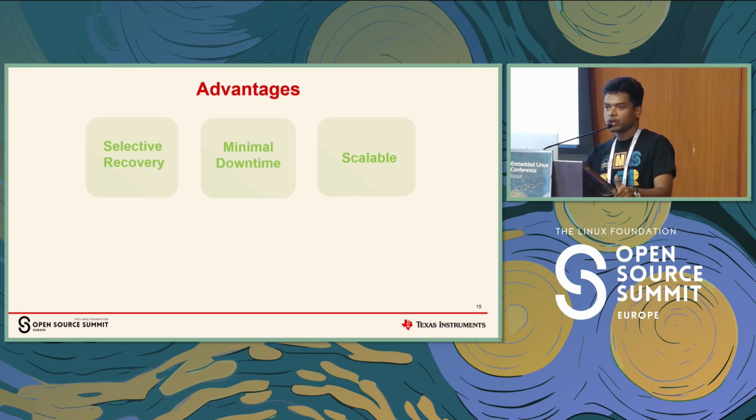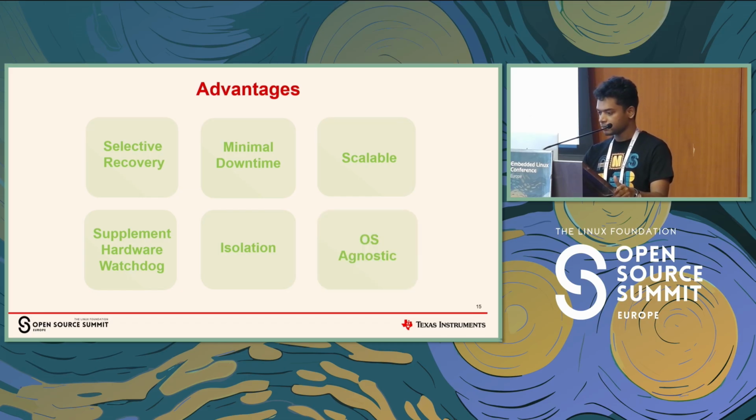It's scalable. You can have multiple cells as long as you have many cores and many different hardware resources. It supplements the hardware watchdog. Isolation: as I mentioned, Jailhouse does static partitioning. You can't dynamically allocate the resources. So all the resources are isolated, and if there's a crash, it won't affect the other cells. So only the part of the system will be restarted. And it's OS agnostic: you can run Linux, bare metal, or an RTOS.